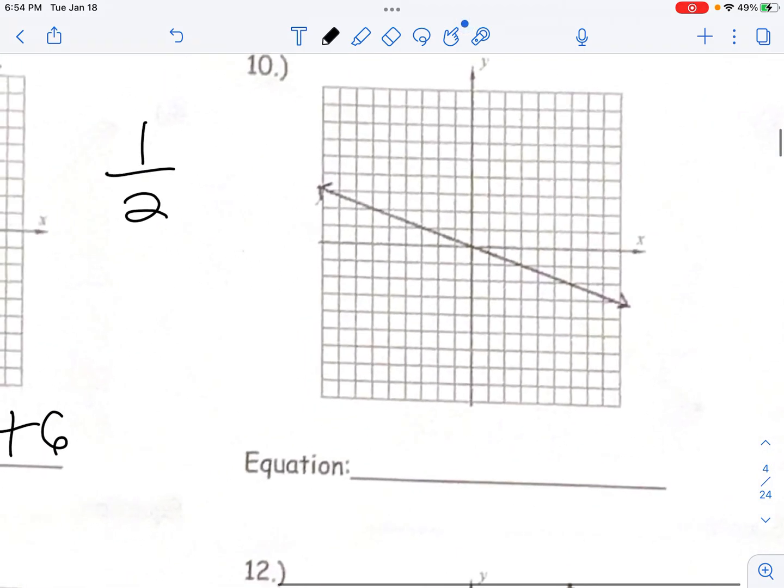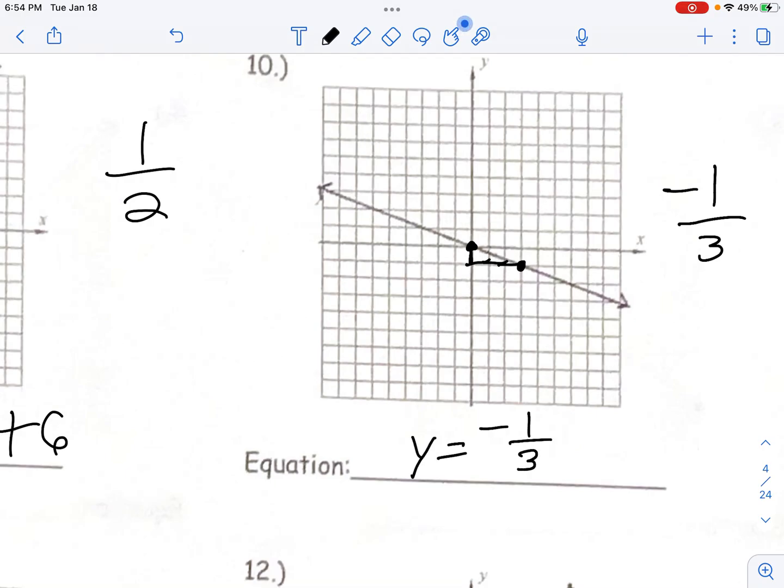Number 10, there's your y-intercept. There's your next clean point. Okay, so you're going to go down 1. That goes on top. Right 1, 2, 3. So negative 1/3. So y equals negative 1/3 x. Your y-intercept is again at 0.